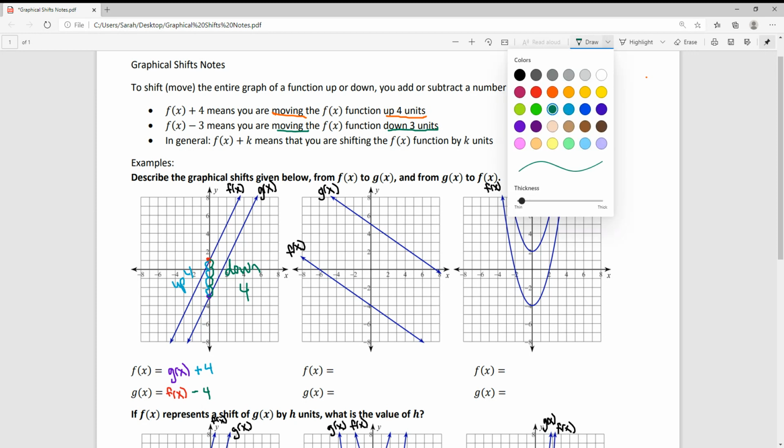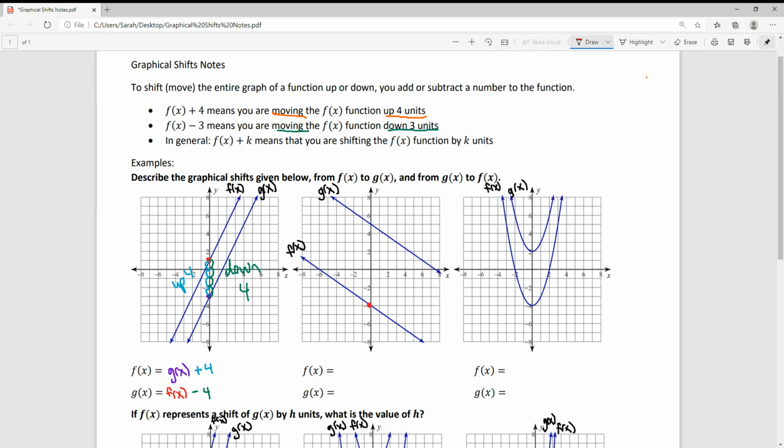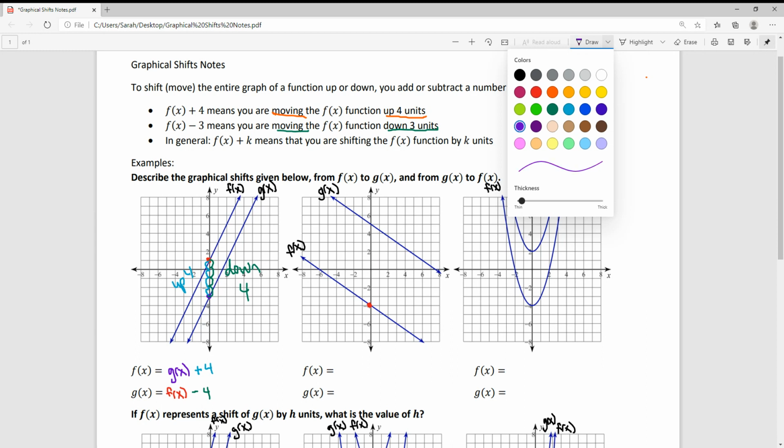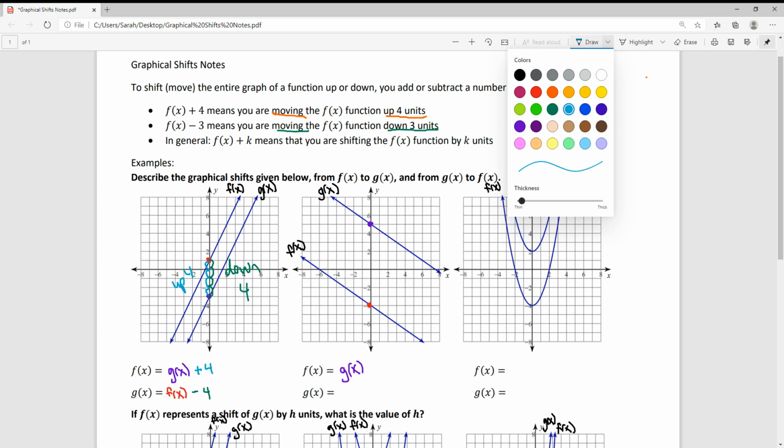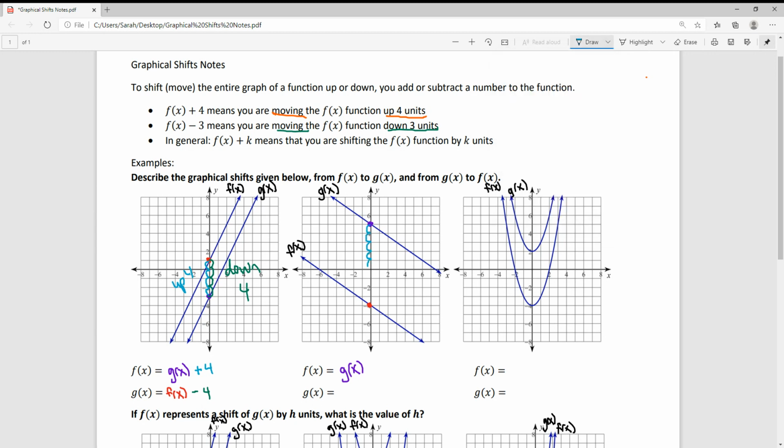So I'm going to do the same thing as before. I'm going to just use my y-intercept because it's an easy, convenient place. The red dot is the y-intercept of my f graph. The purple dot is the y-intercept of my g graph. If I'm talking about f of x in terms of g of x, it's going to be f of x equals g of x plus, how do I get from the purple to the red? Let's count: 1, 2, 3, 4, 5, 6, 7, 8, 9. I went down 9. So f of x equals g of x minus 9 because I went down 9.